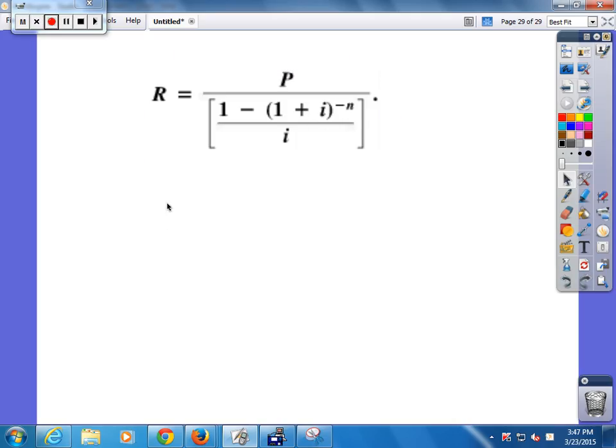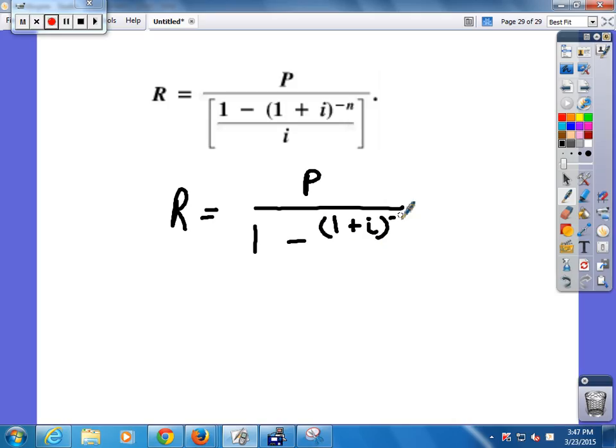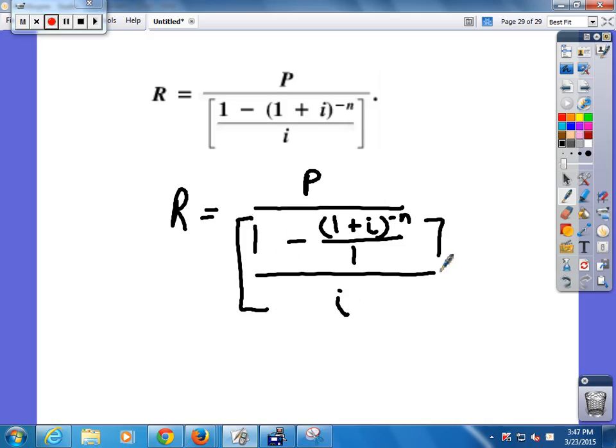R is equal to P over 1 minus, and I'm going to put this over 1. 1 plus I to the negative n over 1 all over I. This bottom part is over I.